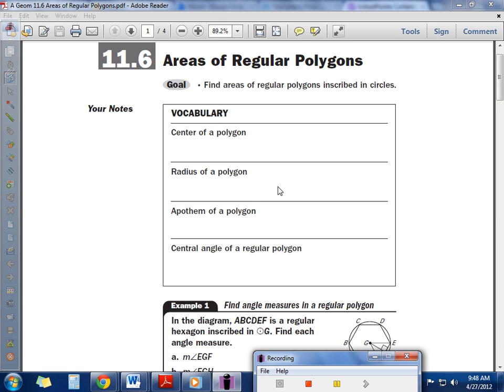Today's lesson is about finding the area of regular polygons. What's a regular polygon? All sides and angles are equal. What's one regular polygon off the top of your head? Square. That's a standard one.